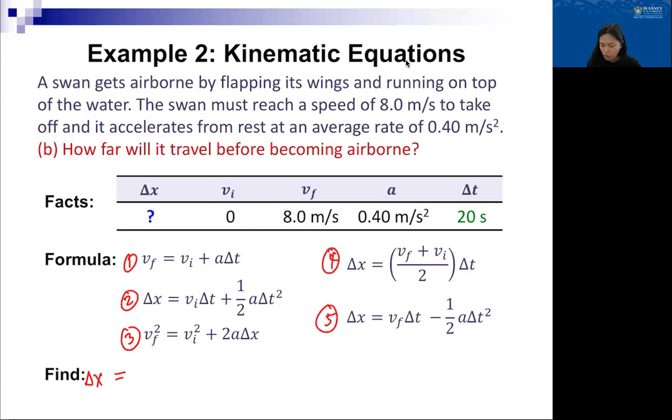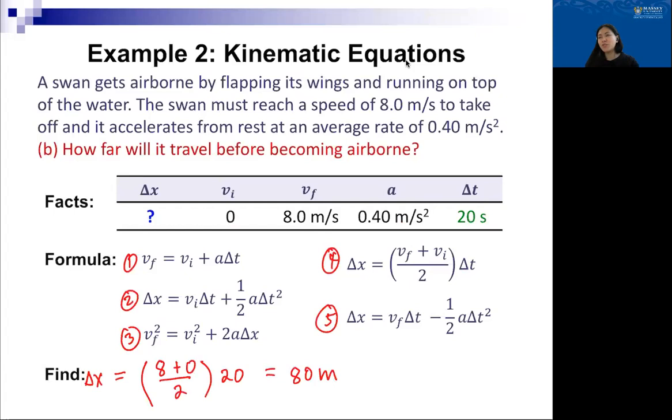Delta x is equal to VF 8 plus VI is 0 divided by 2 times 20, and that will give you 80 meters, right? Yeah. So you can use equation 4. It's simpler. You don't have to rearrange. It would still give you the correct answer.